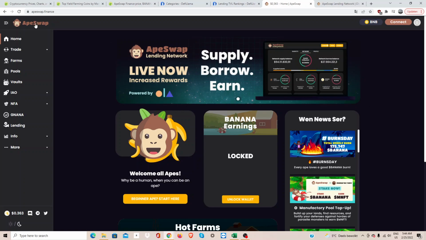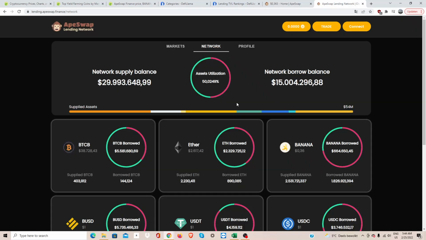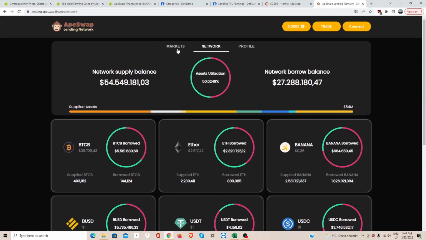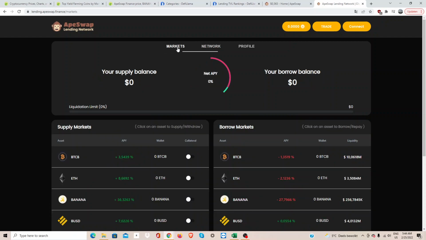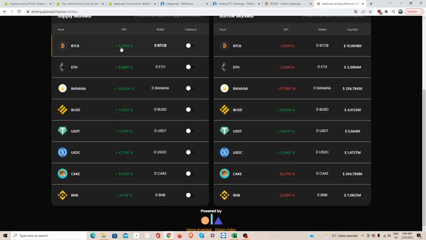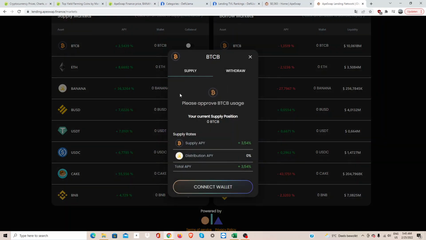ApeSwap has a lending button. If you click this, you'll land on this page. Here you can see the network, how much supply there is and how much is already borrowed. And of course, you can look at it yourself. So there is a lot of activity here. If you look at the markets, you can see you can supply this and you can see the borrow. If you take a quick look at the APY here, let's just click on it.